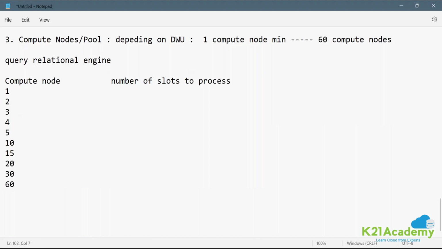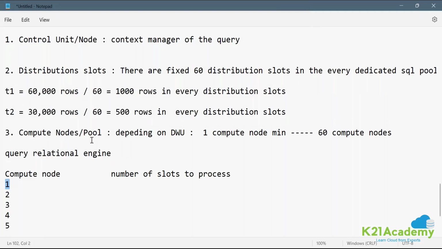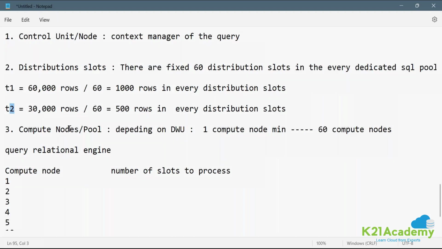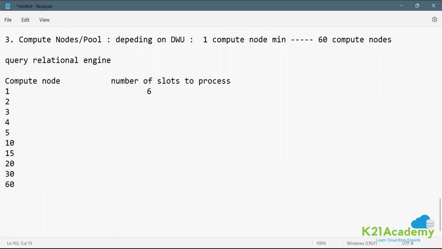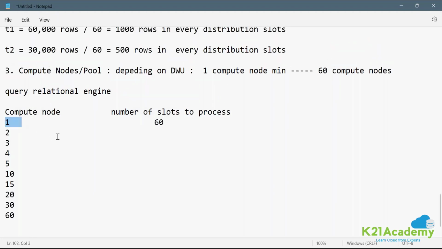If you only have one compute node, how many buckets does this guy have to process? All the 60 buckets filled with 1000 rows in each bucket from the table T1, 500 rows from each bucket of table T2. So all the 60 buckets this guy has to process. So this is no parallelism, right? There is nothing parallel happening here. All of the work has to be done by this guy.